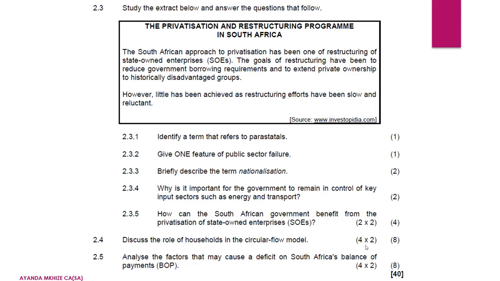What you're going to get is 8 marks: 4 points, 2 marks each. Now, in the circular flow model, households play the dual role of consumer and resource provider. They purchase goods and services from firms and simultaneously supply firms with factors of production like labor, land, and capital. This dual role is essential for the continuous flow of economic activities.